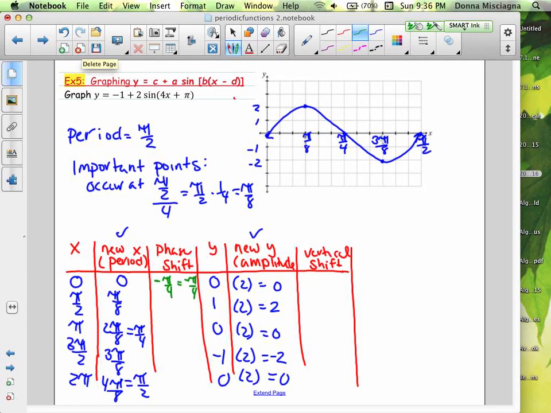Pi eighths is the same as 2 pi fourths. And 2 pi fourths minus pi fourths is going to give us positive pi fourths. 0 minus pi fourths is negative pi fourths. 2 pi fourths minus pi fourths is pi fourths. Okay, looks okay. Yeah, and our graph. All right, pi fourths minus pi fourths, that's 0.